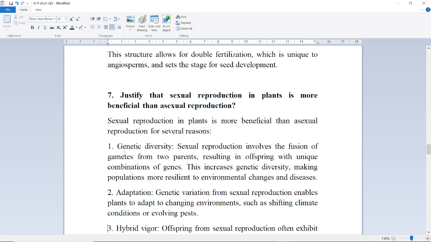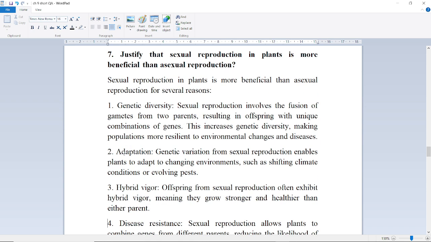Next is question number 7. Justify that sexual reproduction in plants is more beneficial than asexual reproduction. Answer: sexual reproduction in plants is more beneficial than asexual reproduction for several reasons. First one is genetic diversity. Sexual reproduction involves the fusion of gametes from two parents, resulting in offspring with a unique combination of genes. This increases genetic diversity, making populations more resilient to environmental changes and diseases.